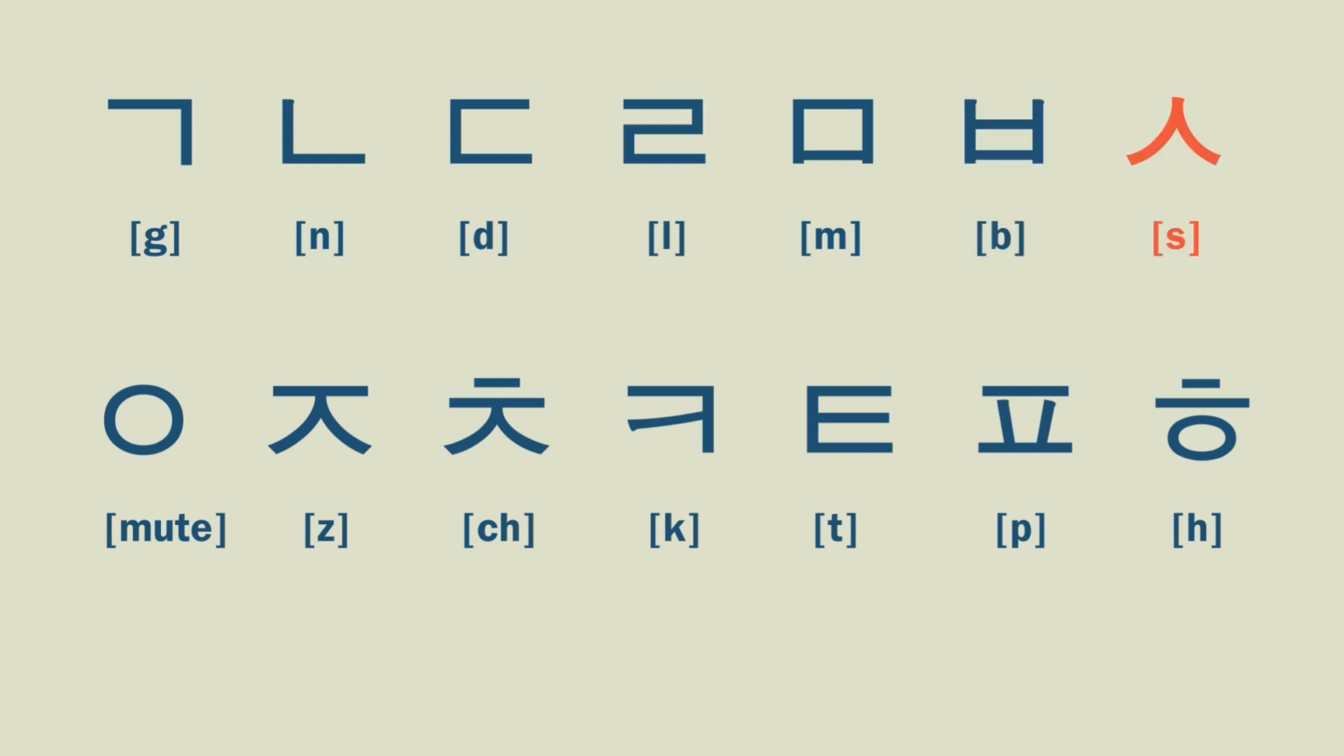스. That one does not have sound, mute sound. So you don't need to read it. And 즈. G sound and J sound also has both. 치, 크 is also alphabet C and K sound. 트, 프, 흐.